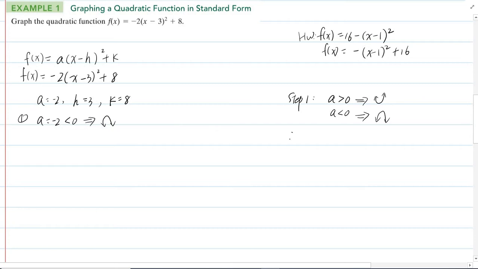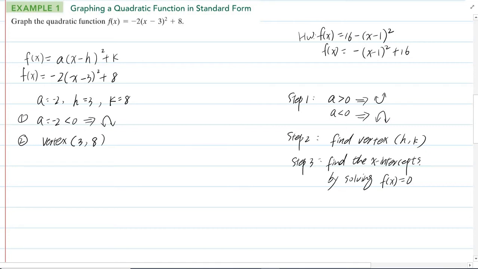And then our step 2, find the vertex (h, k). So in our case, we already saw what h and k are, so I'm just going to write it down. The vertex is h is 3 and k is 8. So that is my vertex. And then let's go ahead and work on step 3.